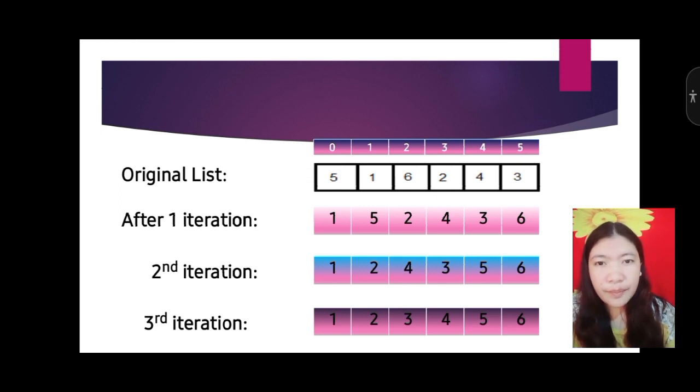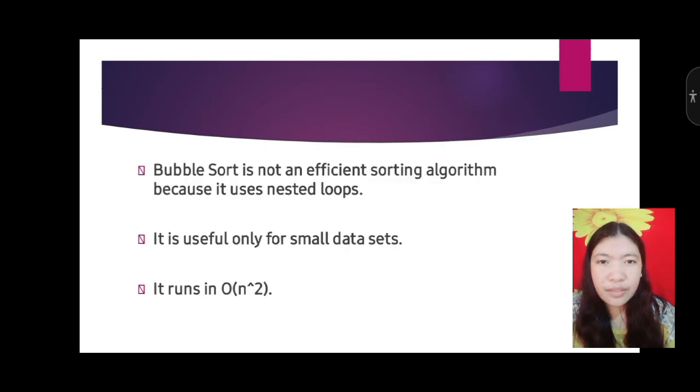So let's look at the big O analysis. Due to the use of nested loops, similarly to insertion sort, bubble sort is not a particularly efficient sorting algorithm. It runs slower than merge sort and other sorts. Therefore, it is only useful for relatively small data sets. Now let's code up the bubble sort in Java, which has a big O of N squared running time.